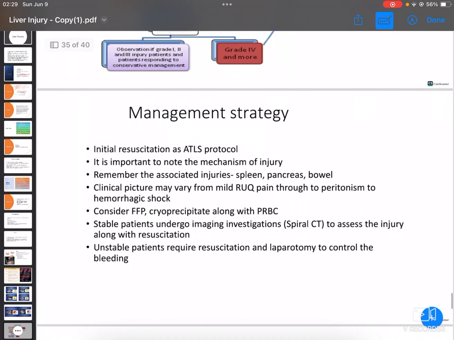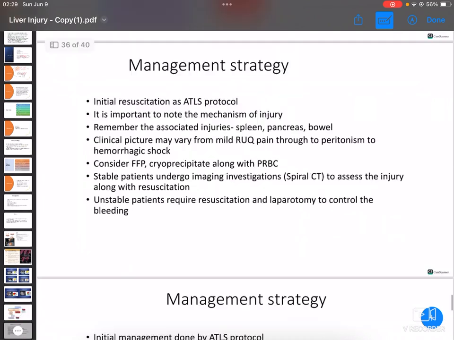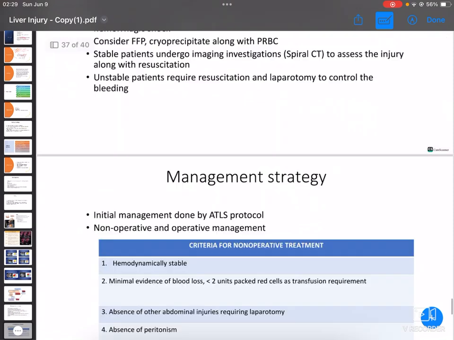Management strategy. Initial resuscitation as per ATLS protocol. It is important to note the mechanism of injury. Remember the associated injuries: spleen, pancreas, bowel. Clinical pictures may vary from mild right upper quadrant pain through peritonism to hemorrhagic shock. Consider fresh frozen plasma and cryoprecipitate along with PRBC. A stable patient undergoes imaging investigation to assess the injury along with resuscitation. An unstable patient requires resuscitation and laparotomy to control the bleeding.